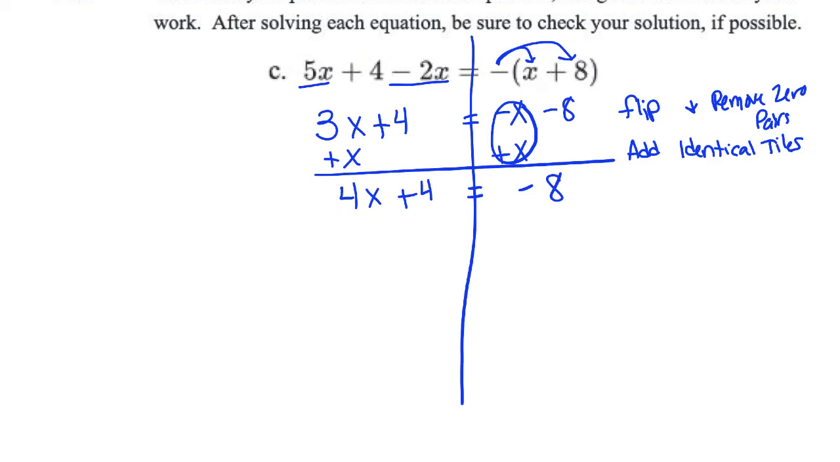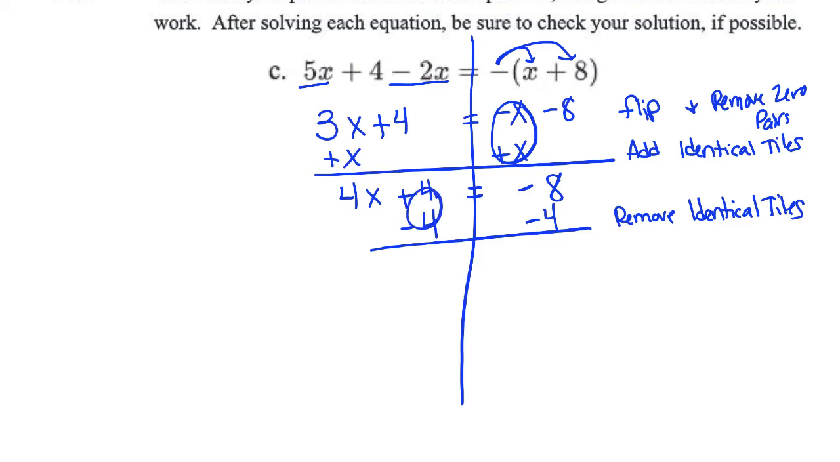Next, I'm going to remove identical tiles. Now that I've got all of my x's on the left, I want to get rid of that plus 4, so I'm going to remove 4 positives from each side. When I do that, my positive 4 tiles and negative 4 tiles will cancel out. That's a 0 pair. I've got 4 x's still. Now I've got negative 8, and I tried to take away 4 positives. Negative 8 minus 4 would be a negative 12.